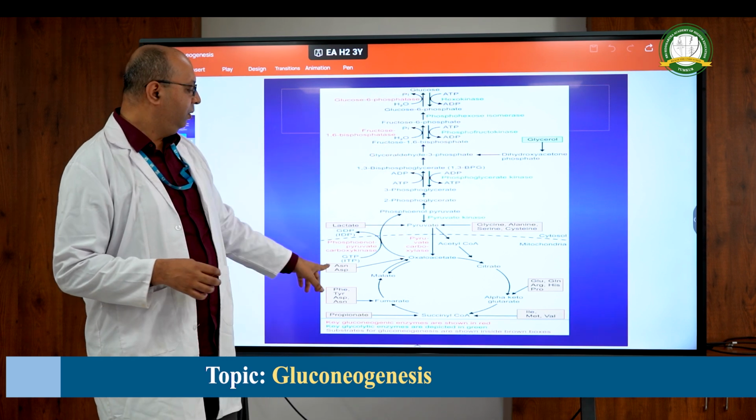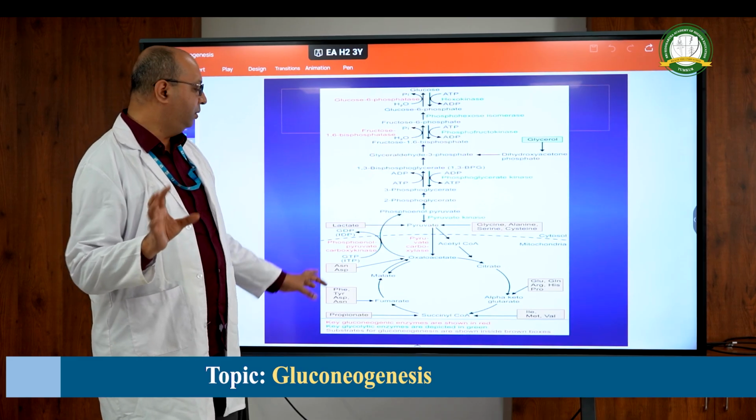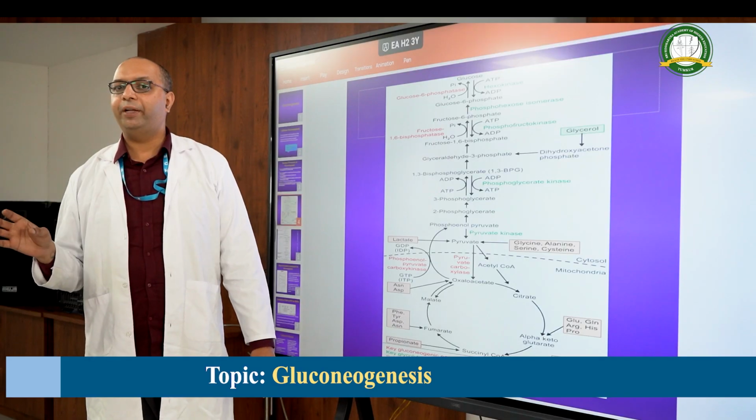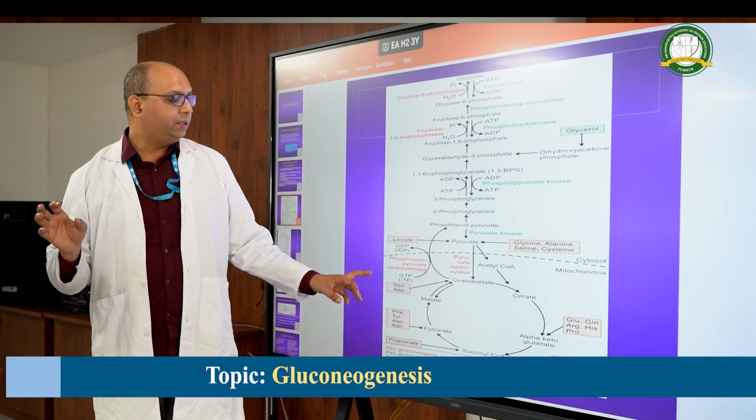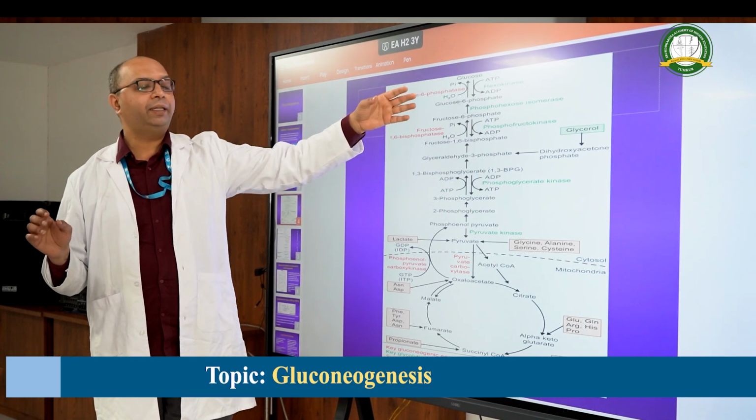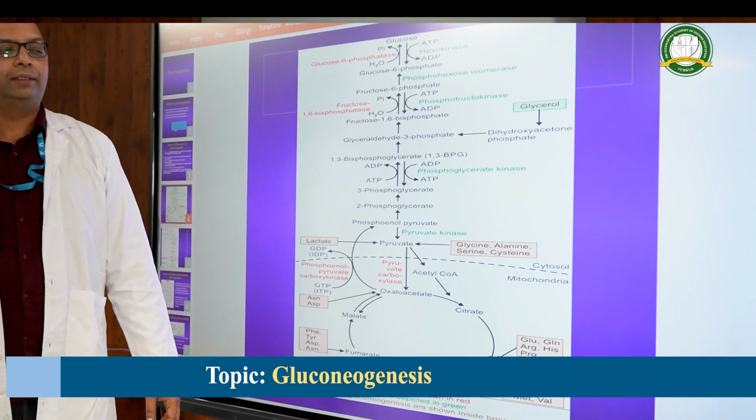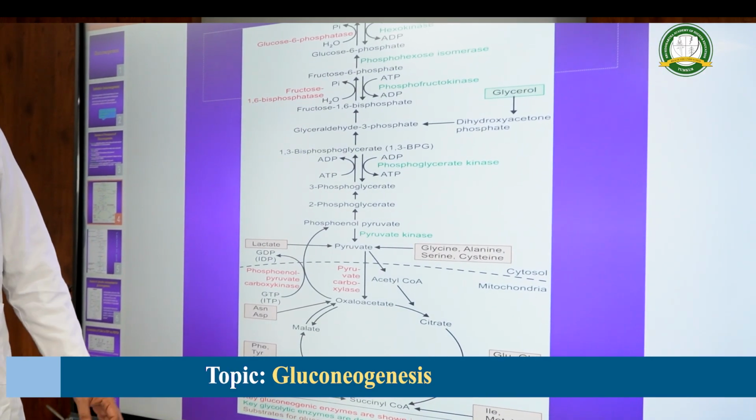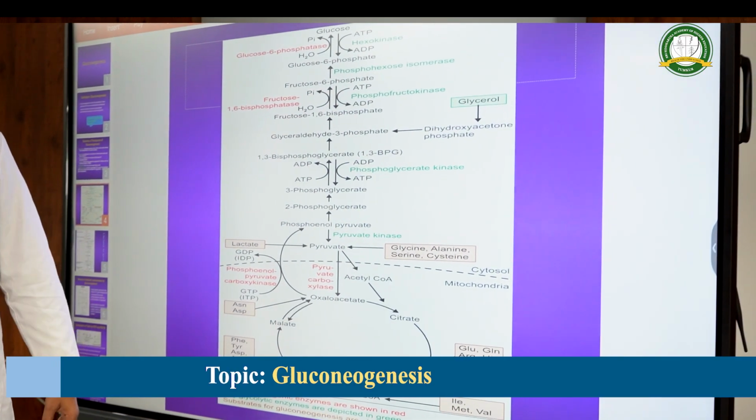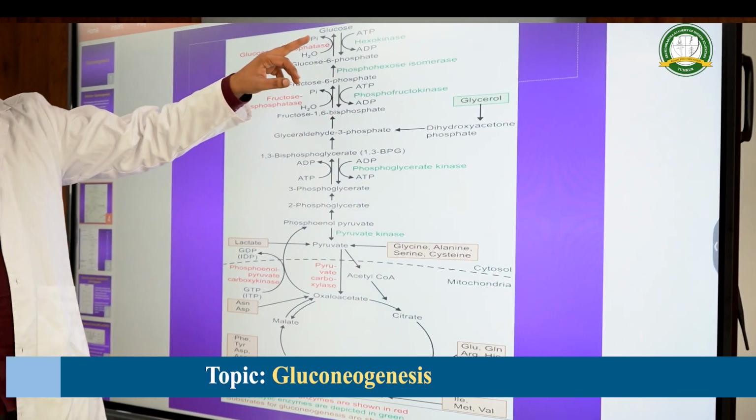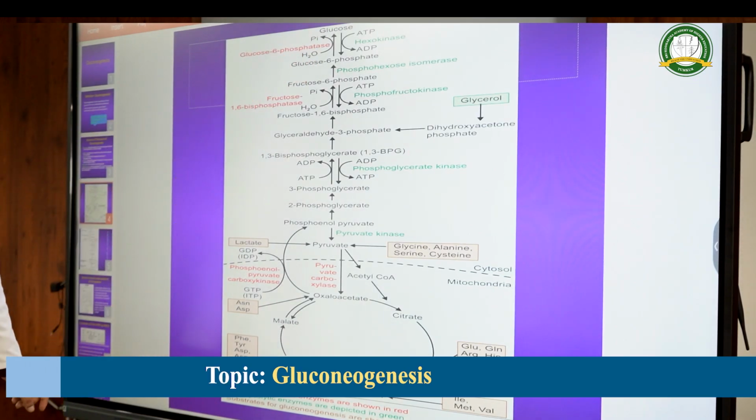Then we have glucogenic amino acids. All amino acids will lead to the formation of glucose, all amino acids except leucine. Leucine is a purely ketogenic amino acid. Except leucine, all others are glucogenic. That is, all other amino acids can give rise to glucose.